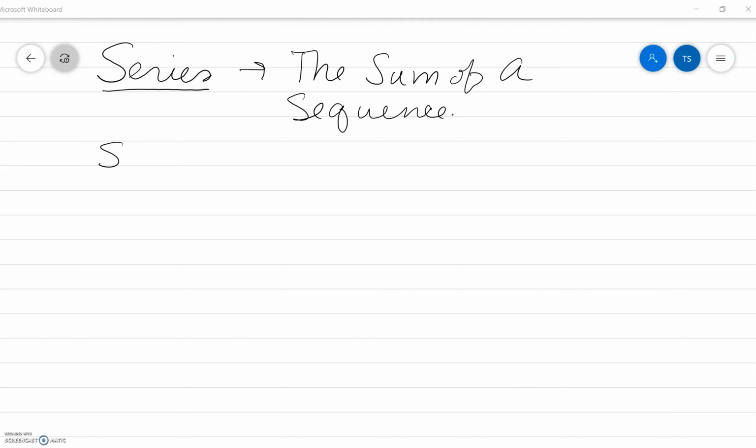Now that we've talked about sequences, let's talk about series. A series is the sum of a sequence. Series can be written in a special notation, and this is called summation notation.